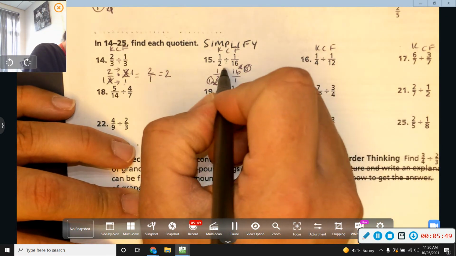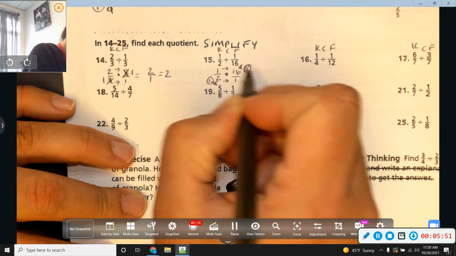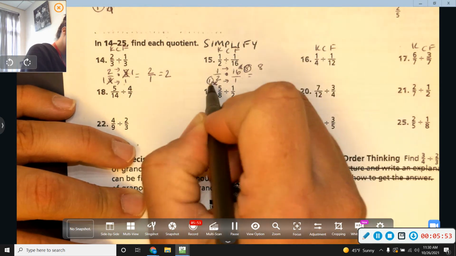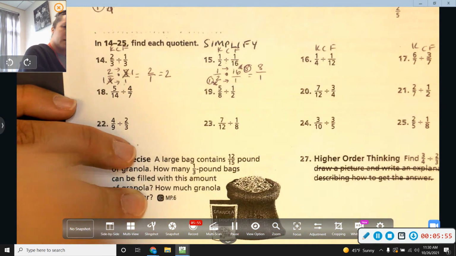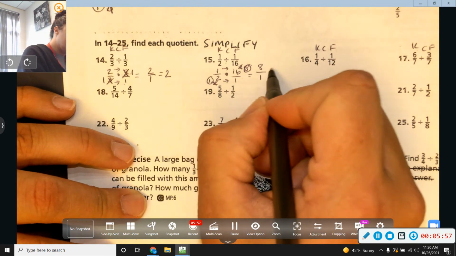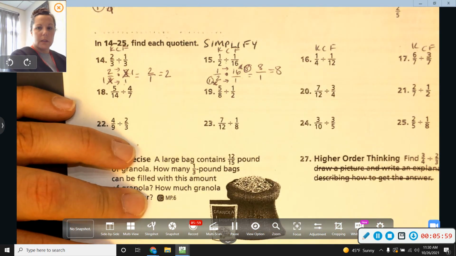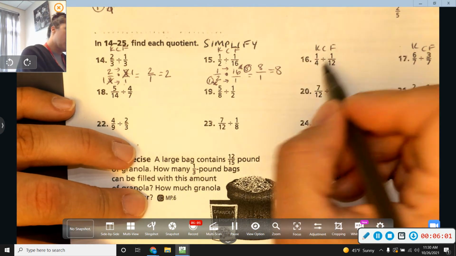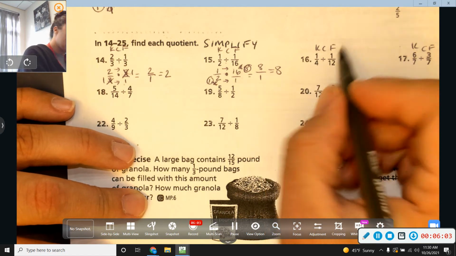So when I multiply straight across, I get 1 times 8 is 8. 1 times 1 is 1. 8 over 1 is simply 8. Okay? 1/4 I keep.